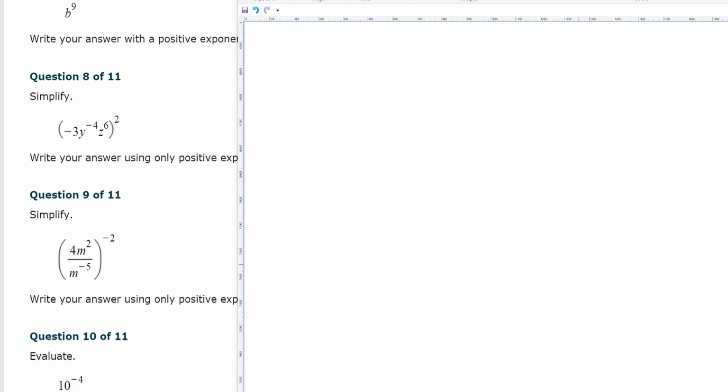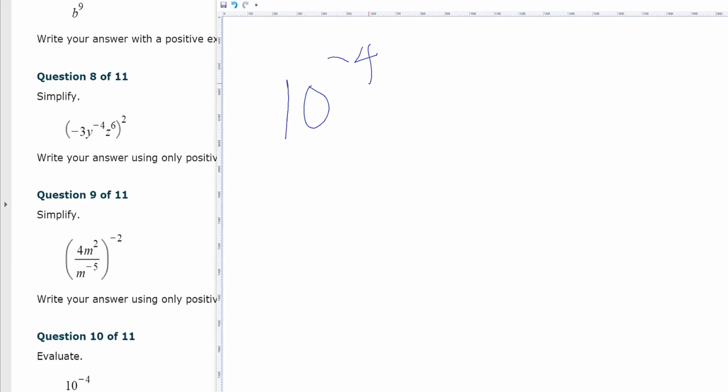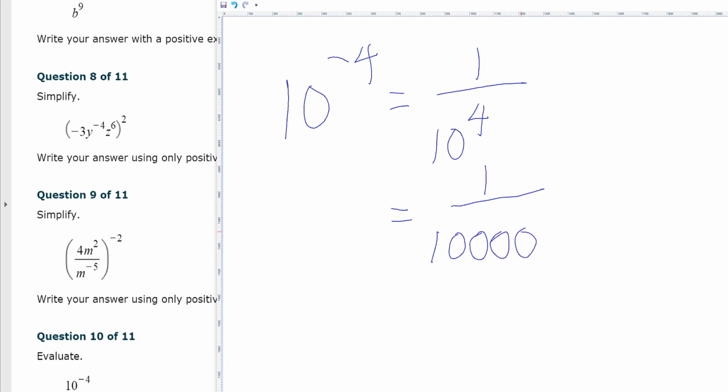Number 10, 10 to the negative 4th power. Well, this is going to tell us we need to divide by 10 to the 4th. And this is important when we get to scientific notation just a little bit later. So that's going to be 4 zeros, or 1 over 10,000.